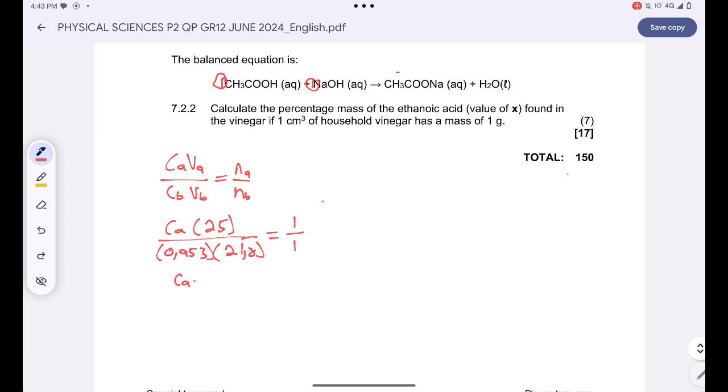So the concentration of my acid will simply be 0.953 multiplied by 21.8 and then all divided by 25. This will just give me the concentration of my acid as 0.831016 moles per cubic decimeter.